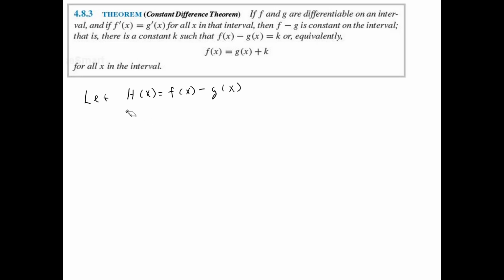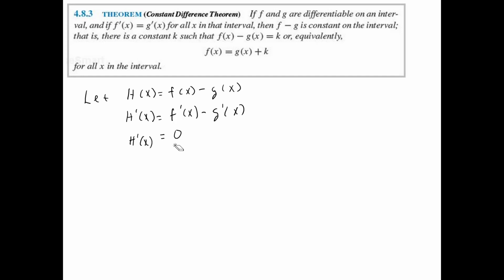Then h prime of x will equal f prime of x minus g prime of x using our derivative rules, right? But then when I take this derivative, I was told that f prime of x is the same thing as g prime of x, so then f prime of x minus g prime of x has to be 0.